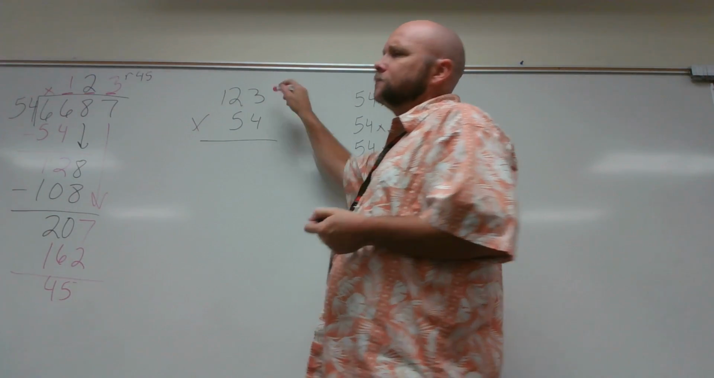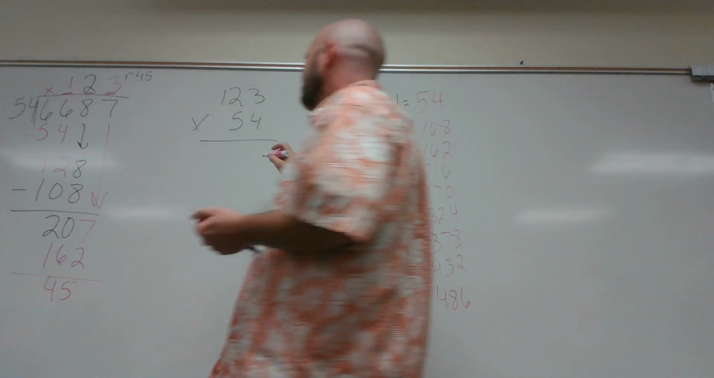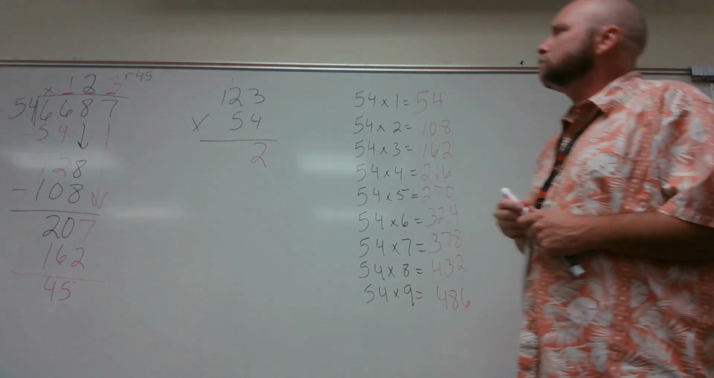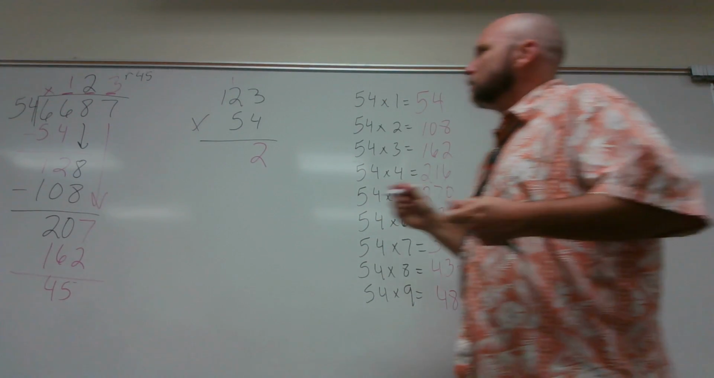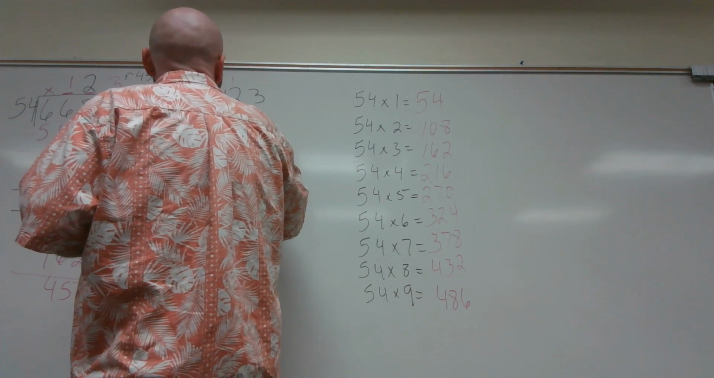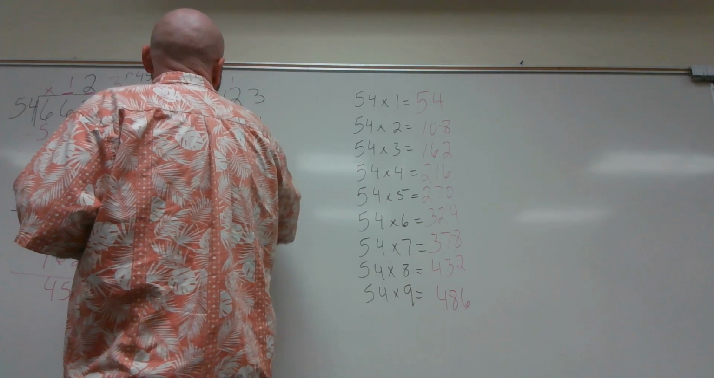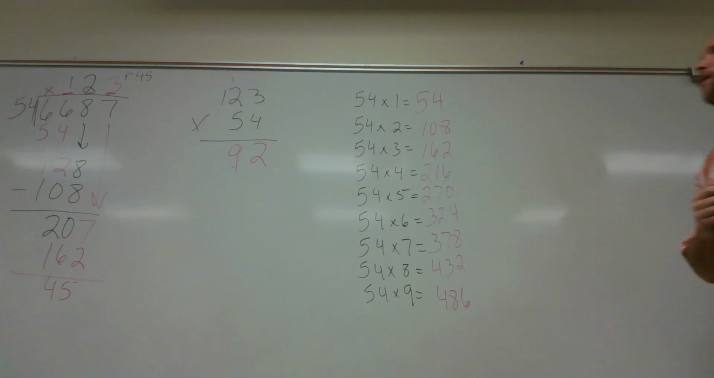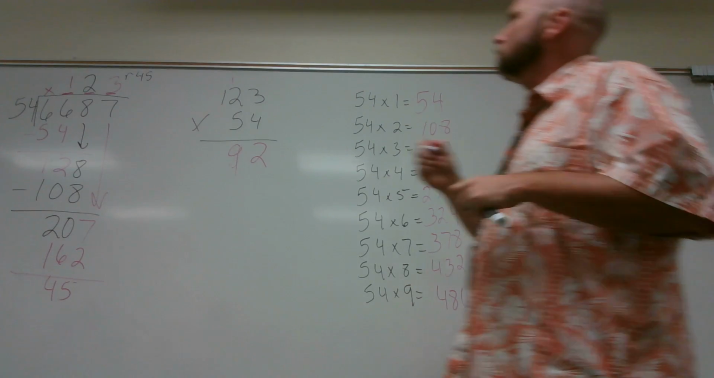Anna, what is 4 times 3? 12. I put a 2 here, carry 1. Anna, what is 4 times 2? 8. I put an 8 here. Wait, what about the 1? Oh, plus 1? 9. Thank you. And what is 4 times 1? 4.